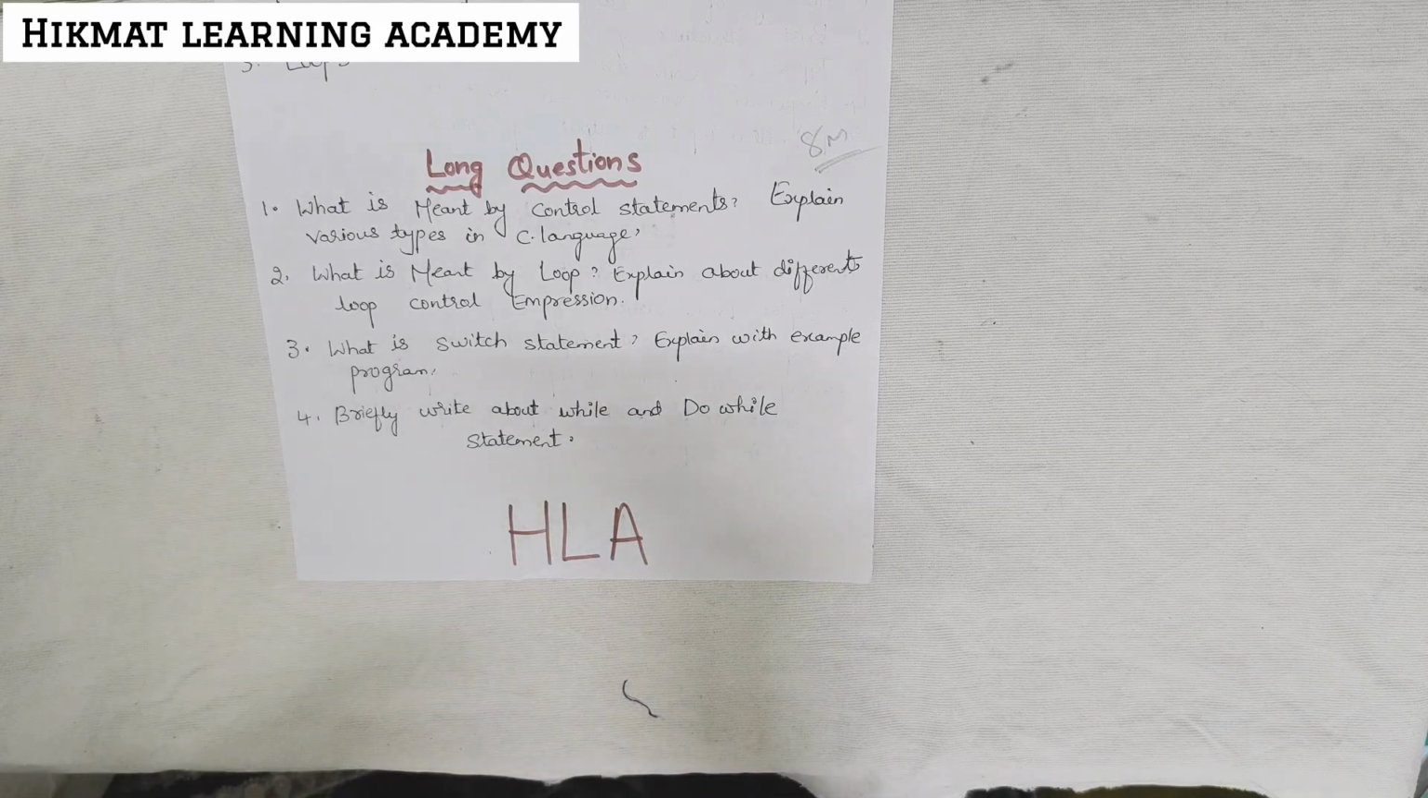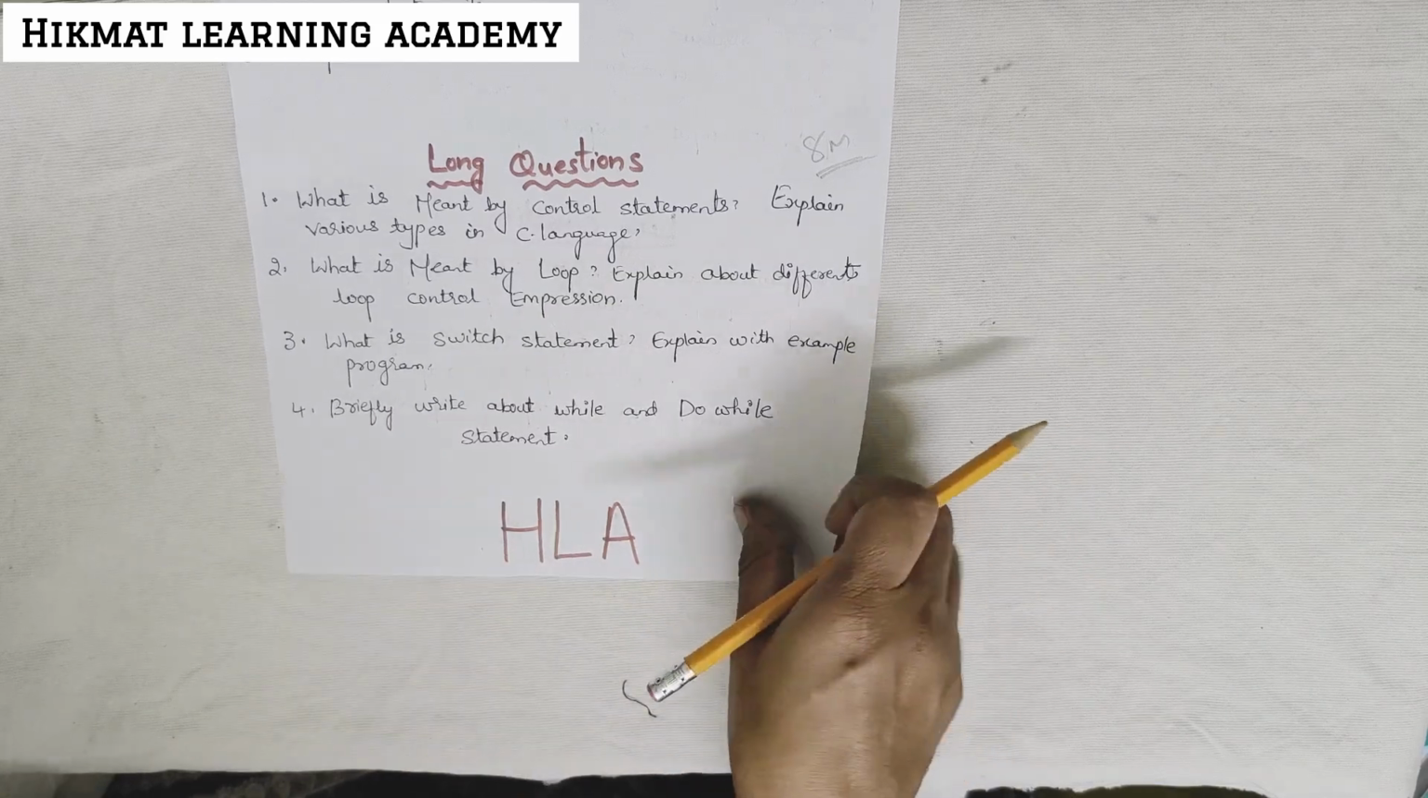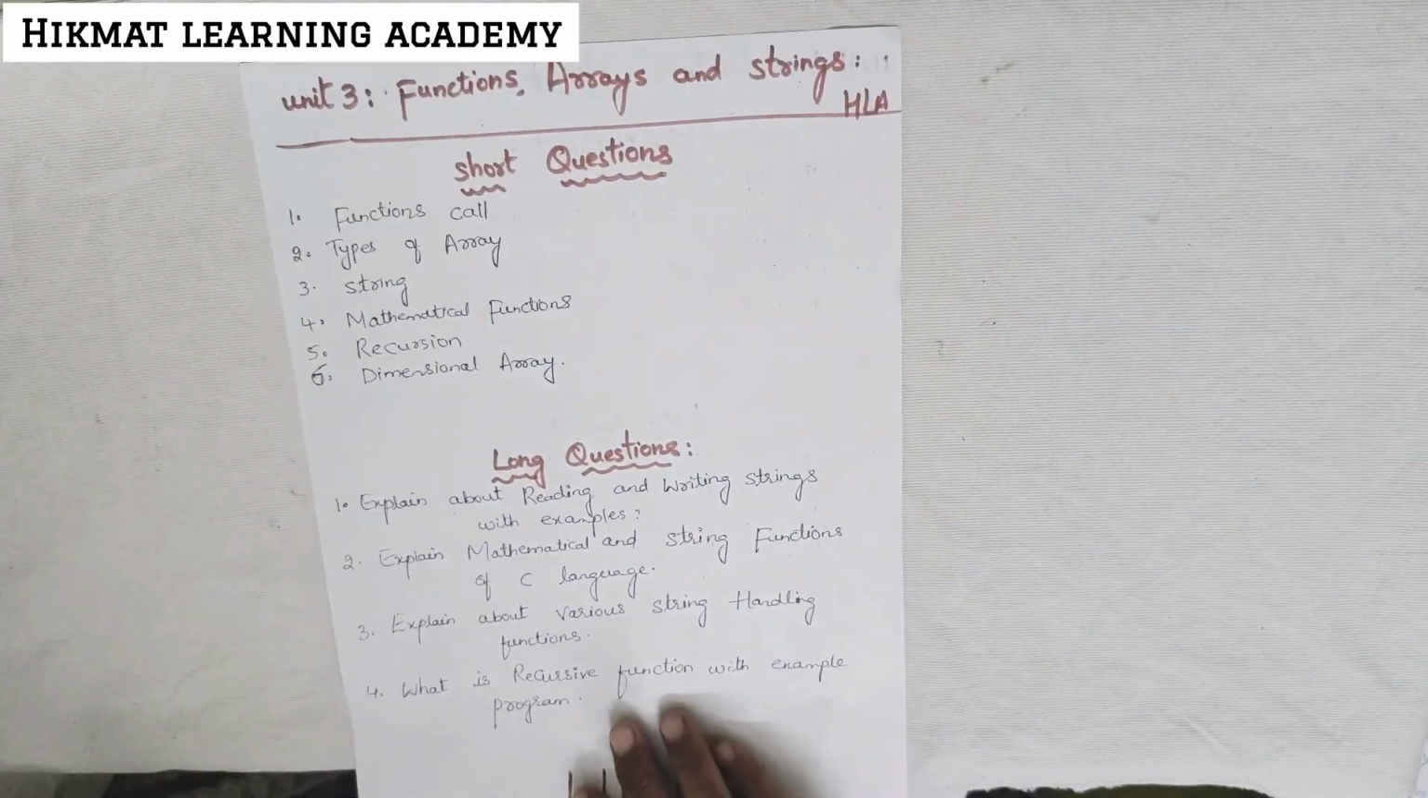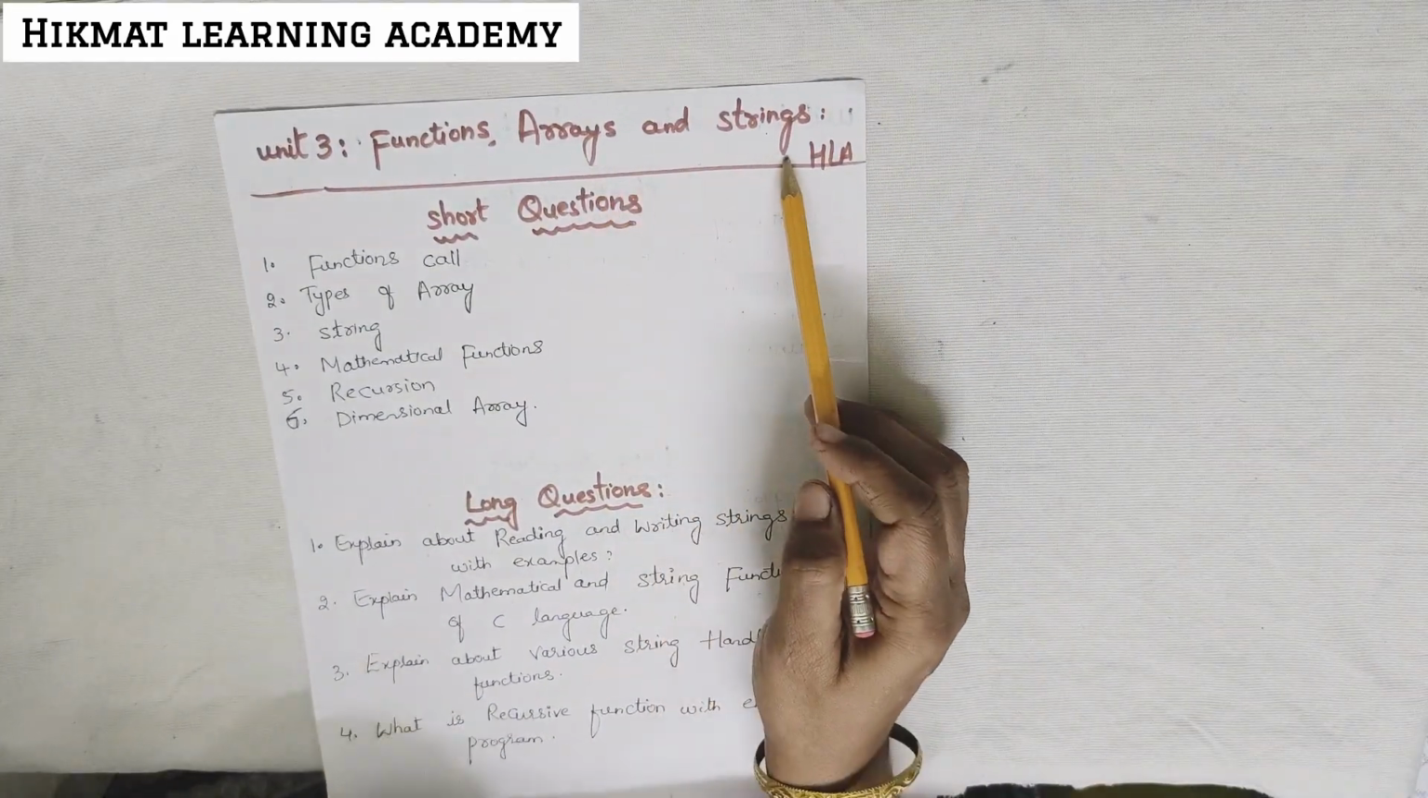In unit 2 you have the 14th question, the A or B question. So be careful, whichever you can write perfectly, choose that and get good marks for that. Now next move to unit 3. Unit 3 you have functions, arrays and strings.